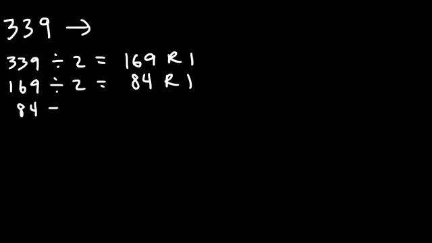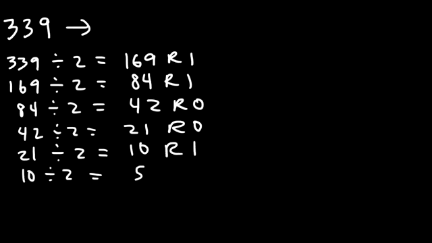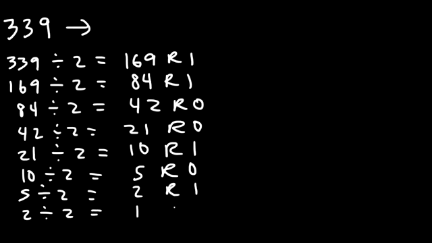And then 84 divided by 2 is exactly 42, so 42 remainder 0. And then 42 divided by 2 is exactly 21. And then 21 divided by 2 is 10.5, so it's 10 remainder 1. And 10 divided by 2 is exactly 5, so 5 remainder 0. 5 divided by 2 is 2.5, so that's 2 remainder 1. And then 2 divided by 2 is exactly 1. And 1 divided by 2 is always 0.5, so that's always going to be 0 remainder 1.